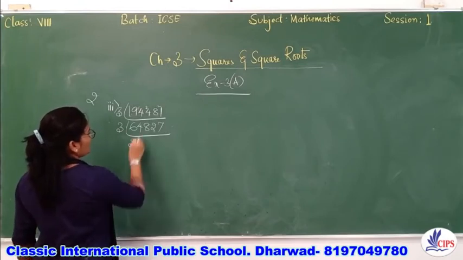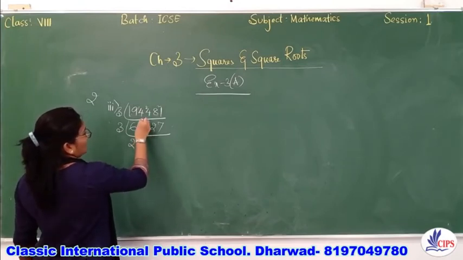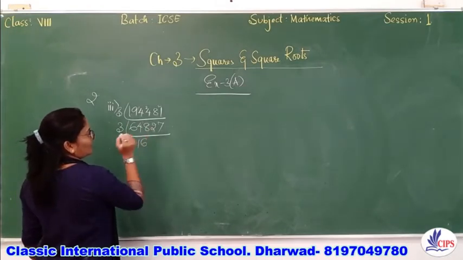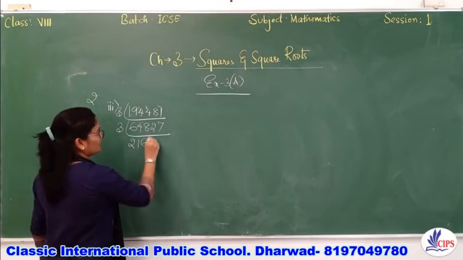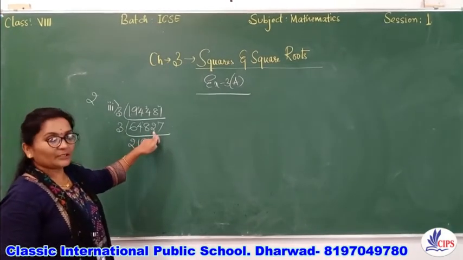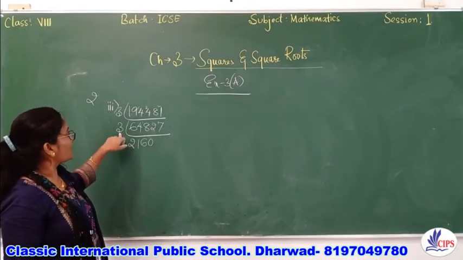3 2s are 6. 3 1s are 3. 3 6s are 18. So here we are left with 2. As 2 is smaller than 3, it's not divisible by 3. So here we are left with 2. As 2 is smaller than 3, it's not divisible.